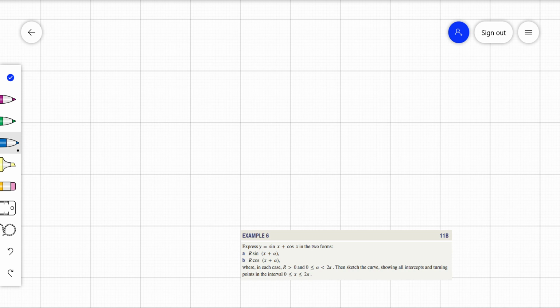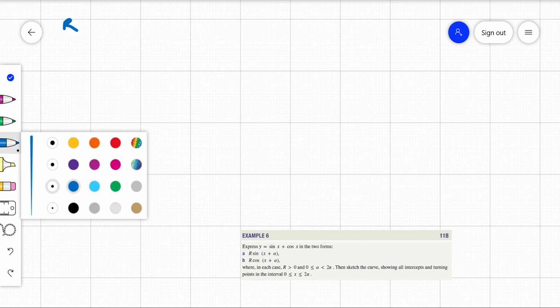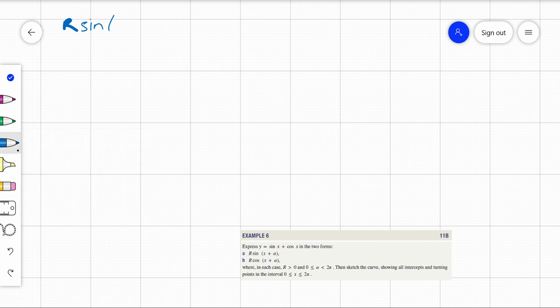Alright, let's see how we go with this one. So we're expressing y equals sine x plus cos x in, first of all, the form r sine(x plus alpha). So if we take r sine(x plus alpha) and expand that, we get r sine x cos alpha plus r sine alpha cos x. There we go. So hopefully that is correct.